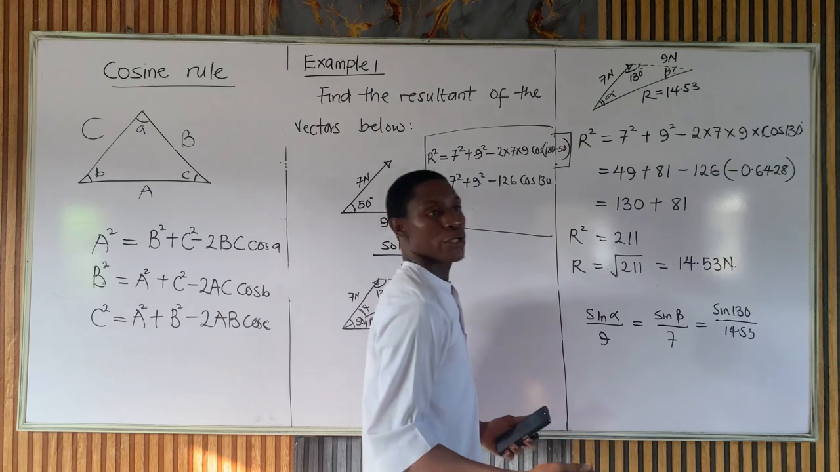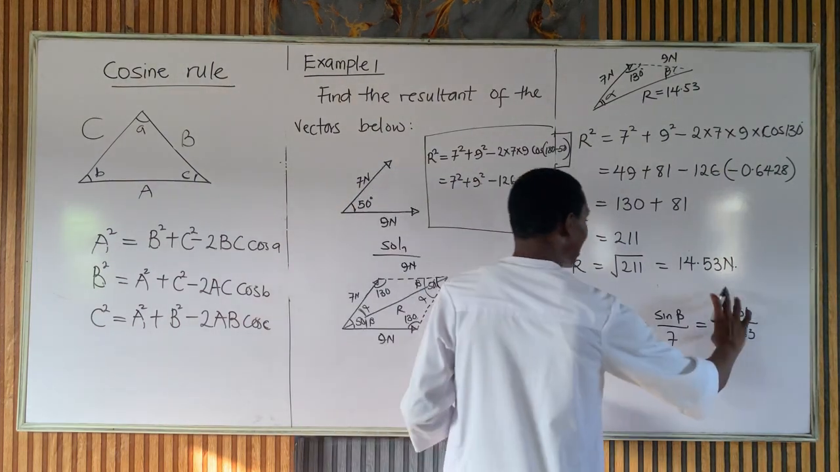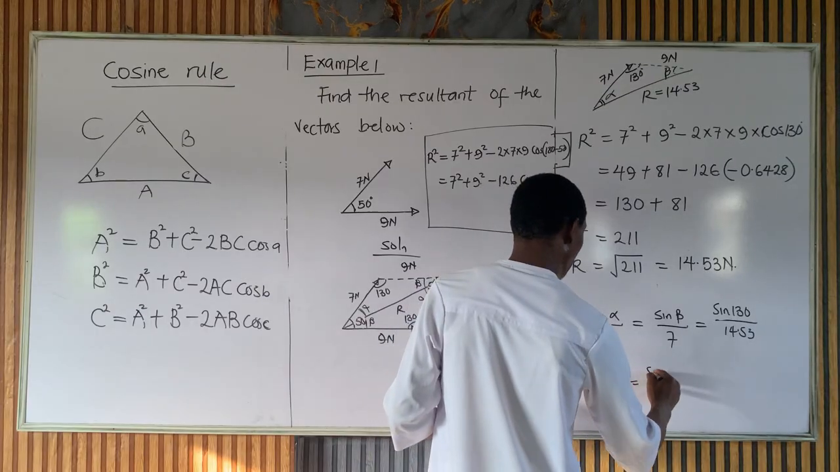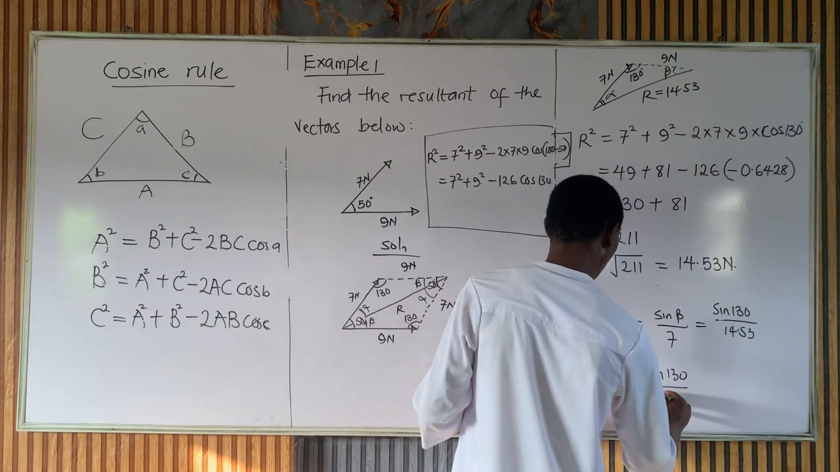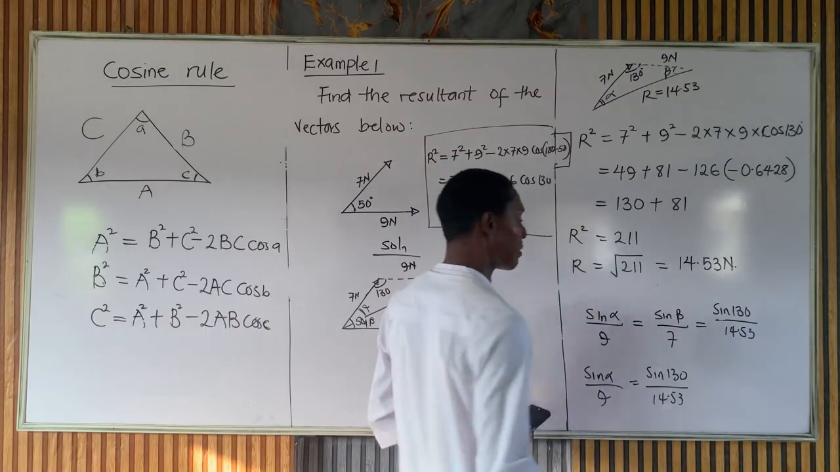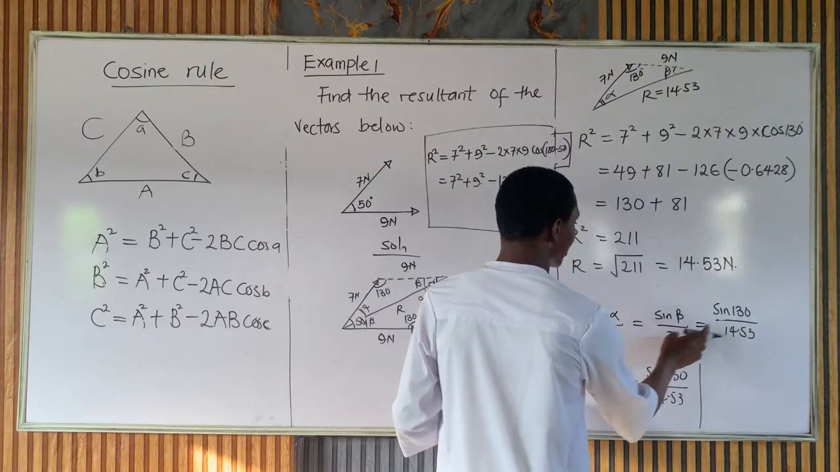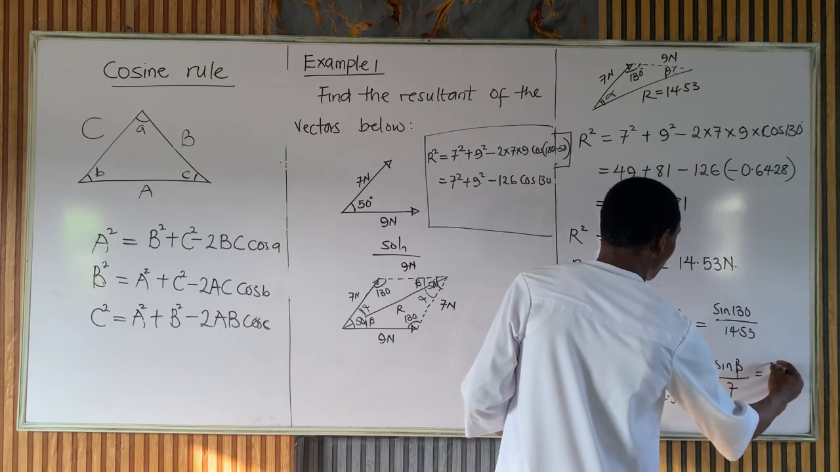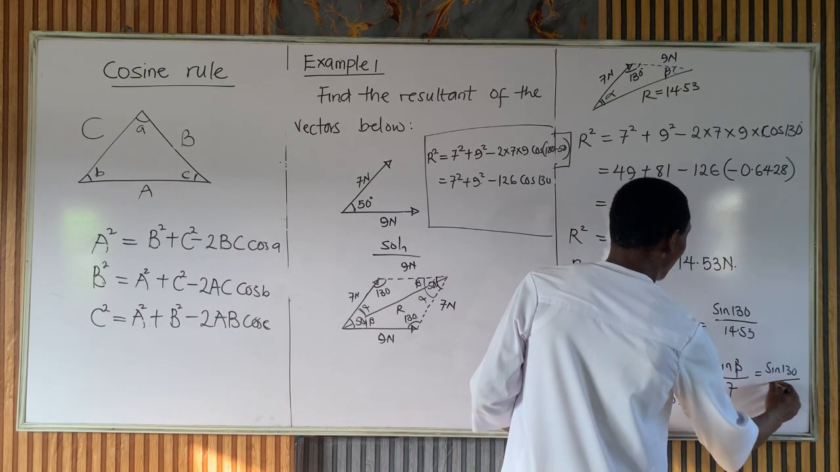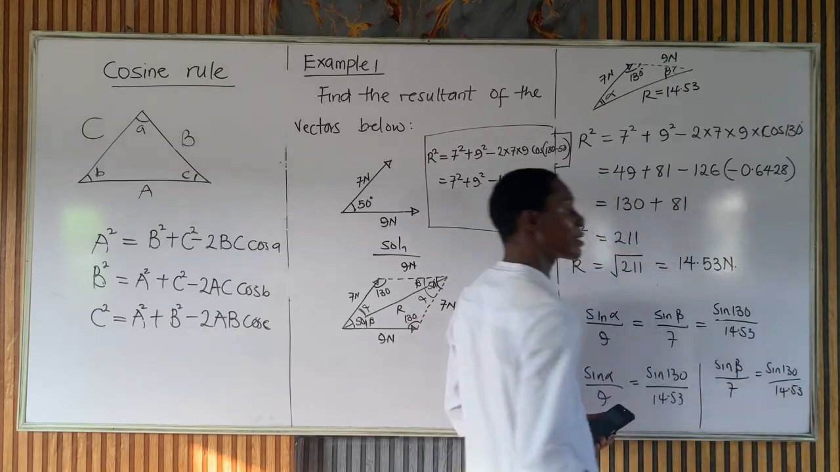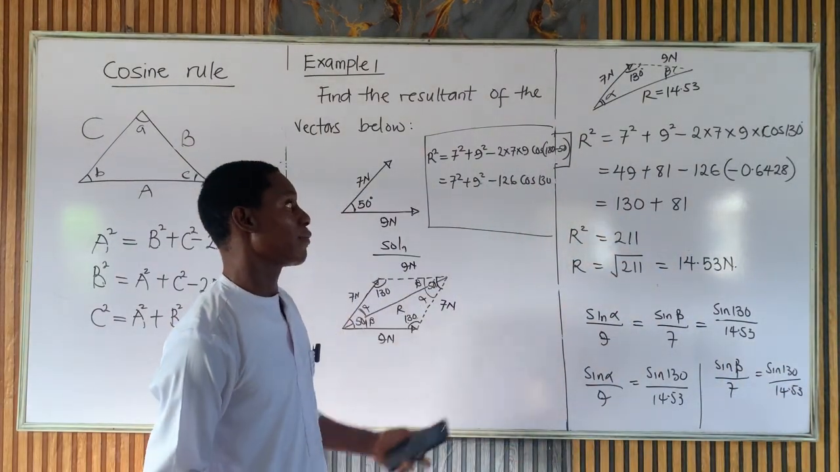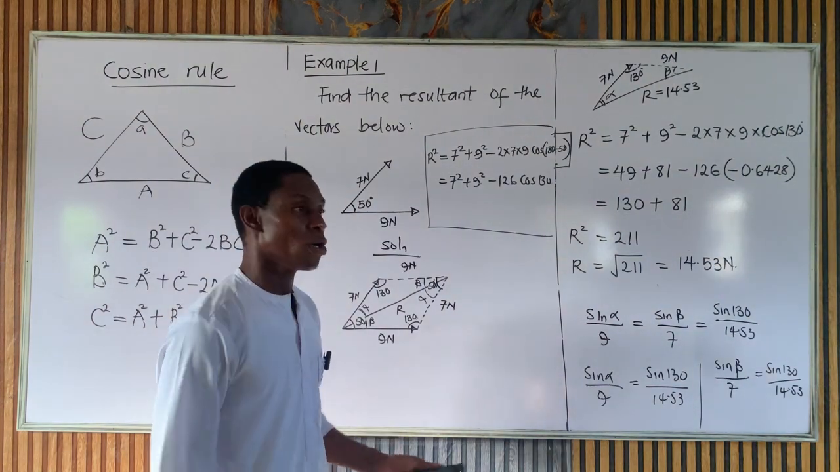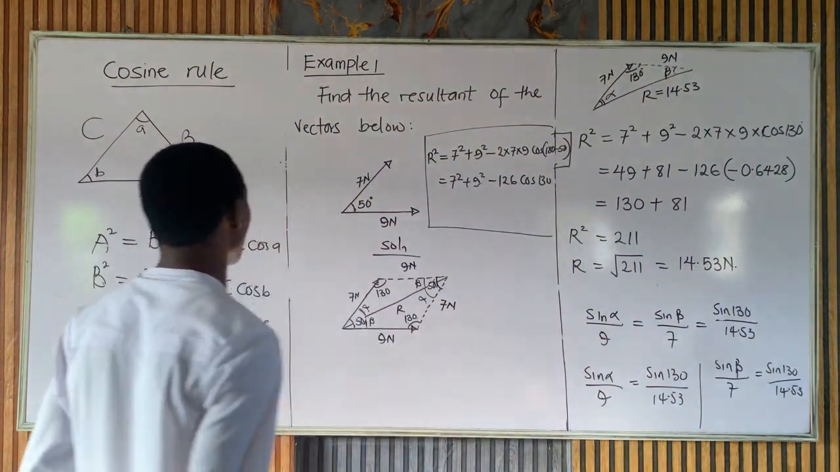If you want to get your alpha, equate this and this. Just say sine alpha over 9 is equal to sine 130 over 14.53, and solve till you get your alpha. If you want to get your beta, also equate this to this. That means sine beta over 7 is equal to sine 130 over 14.53. So that's all about solving this. You can get your alpha, you can get your beta. It's not required, but I'm just trying to throw light on that. So that's about this example.